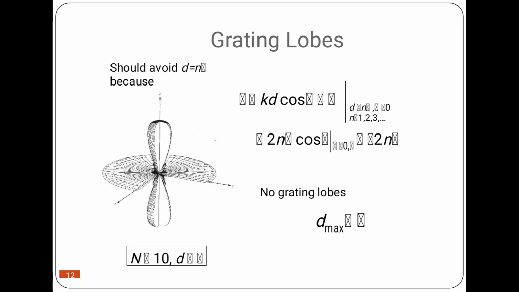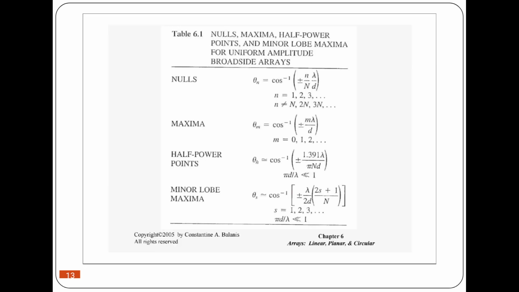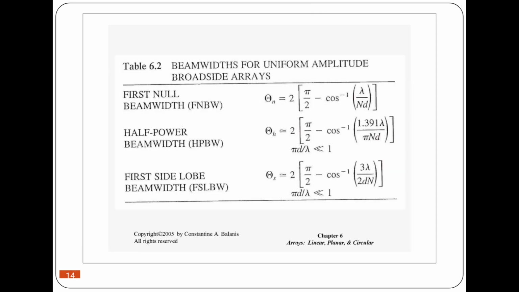Grating lobe should be avoided, so d is less than lambda. So no grating lobe, and directivity d max is given. For the null, theta equals cos inverse of plus or minus n lambda by n d. Maxima: cos inverse of m lambda by d. Half power point: theta equals cos inverse of 1.391 lambda by pi n d. Minor lobe: cos inverse of lambda by 2d into 2s plus 1 by n.